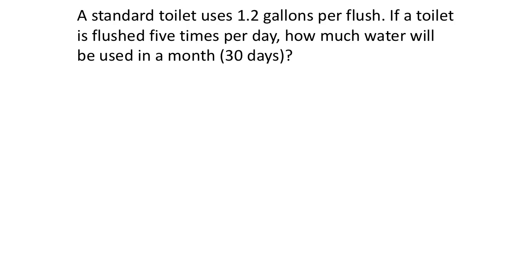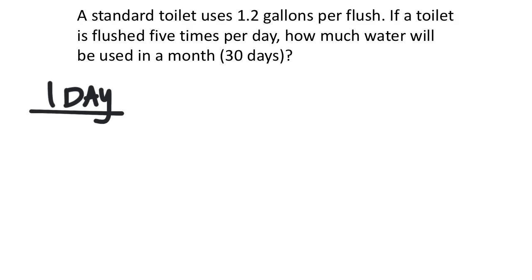All right, here's some good applications. A standard toilet uses 1.2 gallons per flush. If a toilet is flushed 5 times per day, how much water will be used in a month? For 30 days, we'll say. All right, a couple things. First of all, I would just figure out, well, how many gallons per day are we looking at here? So for 1 day.